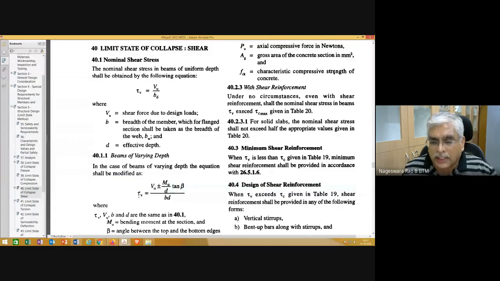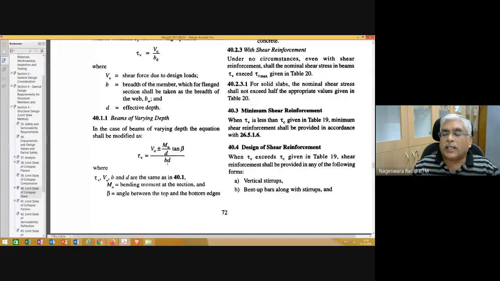So nominal shear stress, when the depth of the beam is varying, is going to depend not only on shear force at that particular section that you are interested in, and b times d, the section dimensions. Actually, Vu divided by bd is what is there for a uniform section. The additional term is Mu divided by d tan beta. Mu is nothing but the bending moment at that section that you are interested in.